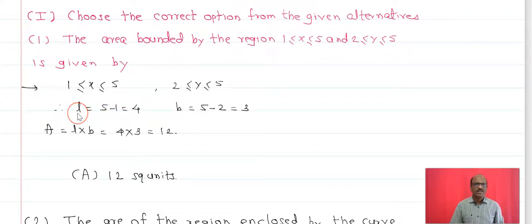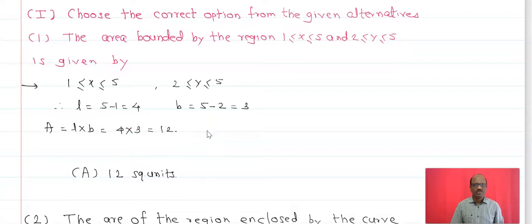The length of that rectangle I calculated without the definite integral: that is 5 minus 1, and its breadth is 5 minus 2, that is 3. The area of that rectangle is L into B, that is 4 into 3, which is 12 square units.